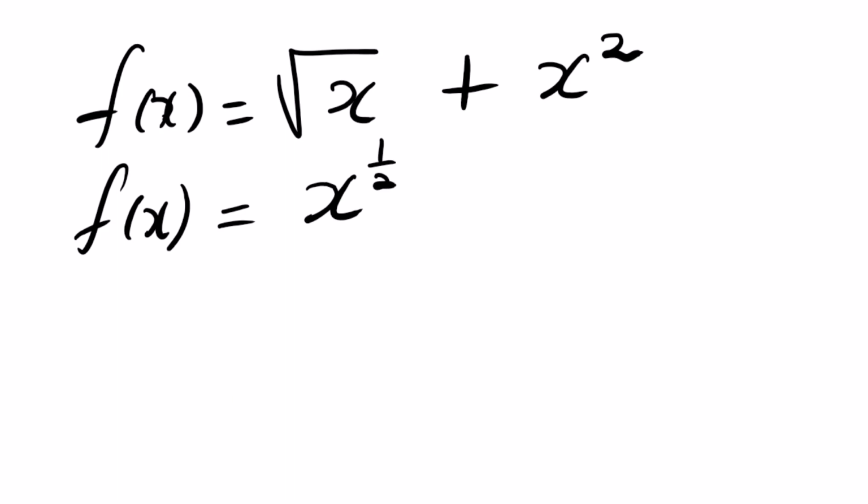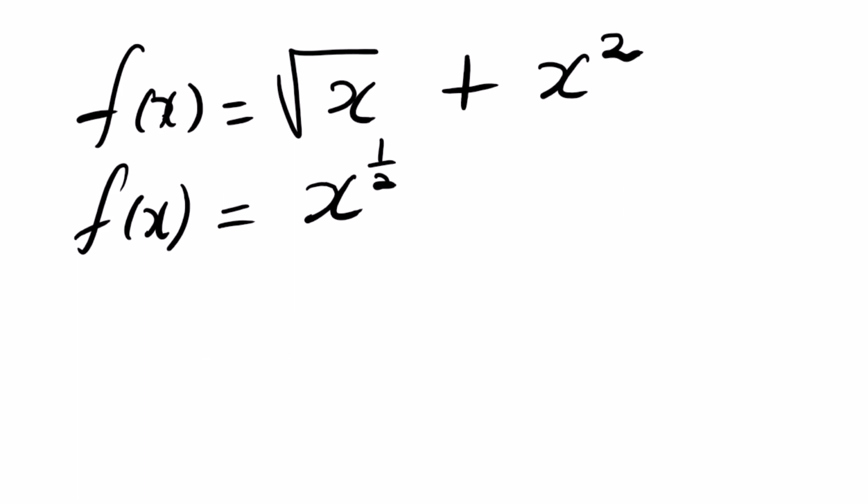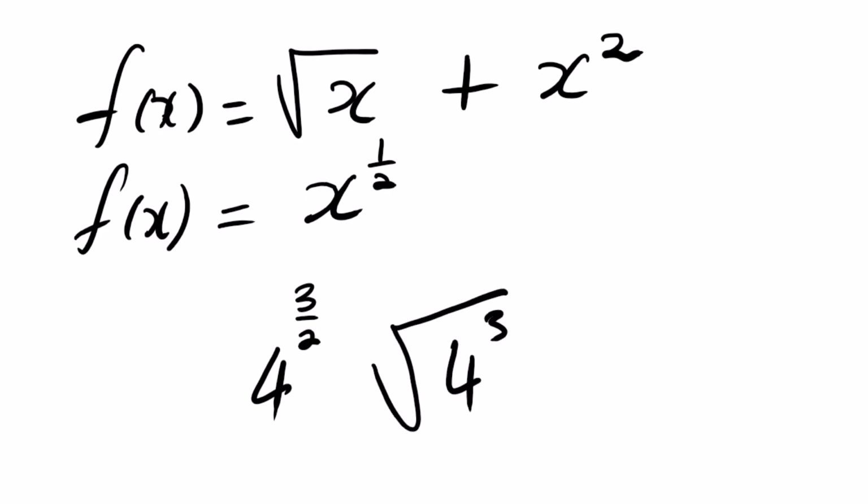So if we have the cube root of x to the power 4, this is the same as x to the power 4 over 3. There is a way to prove this using your calculator. You can punch any number, let's say 4 to the power 3 over 2, and then also punch the square root of 4 to the power 3, and you will see that the answers are the same.